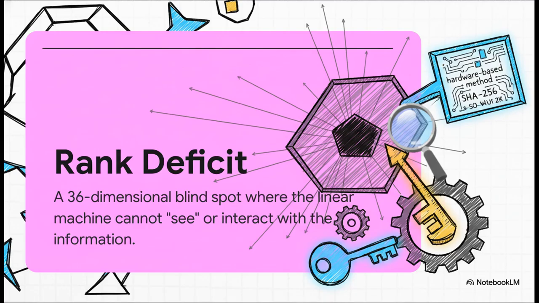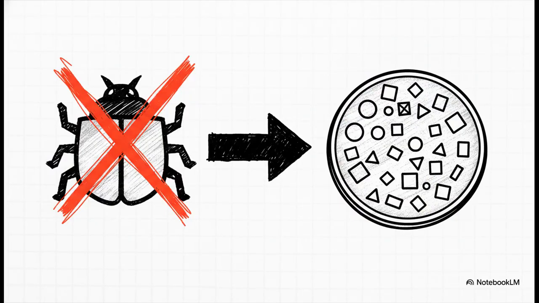And what it means is that there are 36 whole dimensions of information, 36 different directions that data can move in, that the linear part of the SHA-256 machine is completely, totally blind to. It can't see them, it can't touch them, it can't interact with them at all. And this thing that looks like a major flaw, it's actually the key to everything. And here's the final twist in our thinking. That 36-dimensional blind spot, it's not a bug, it's a feature. In fact, it's the ultimate free filter.